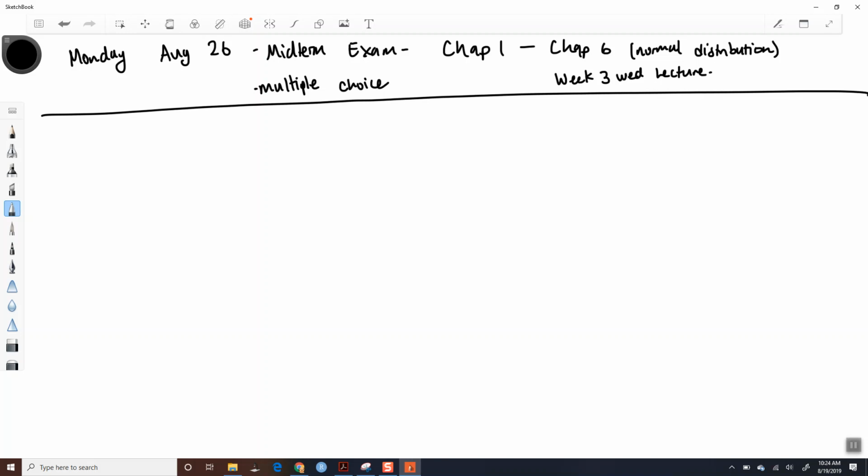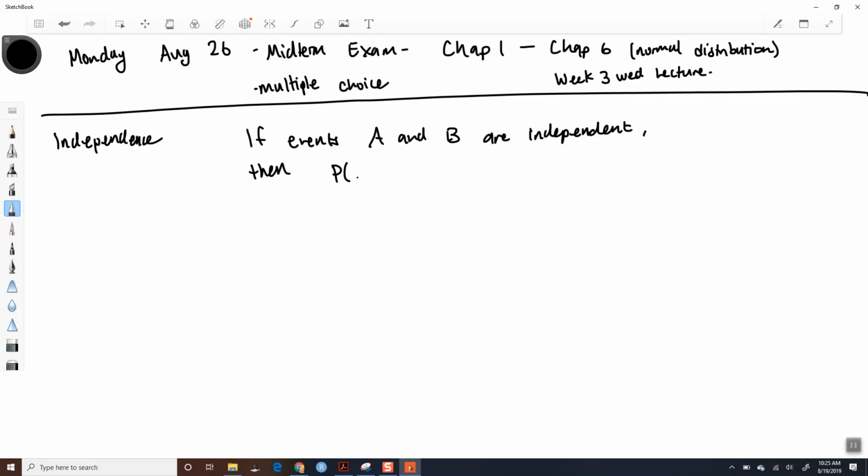All right, so we left off where we talked about independence. We said that if events A and B are independent, then the probability of A given B is equal to the probability of A.